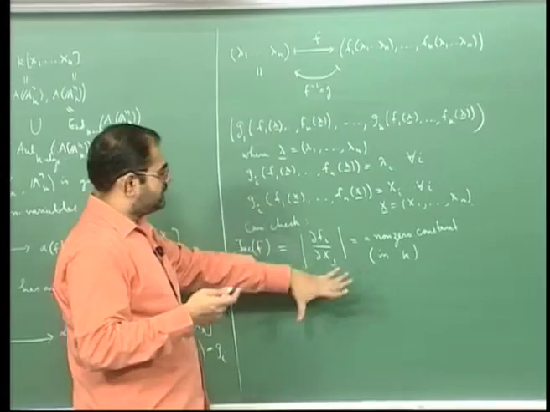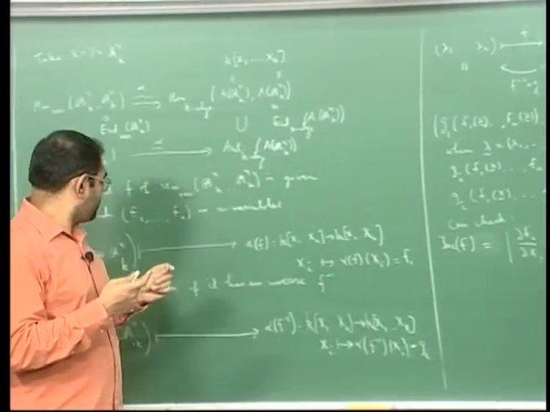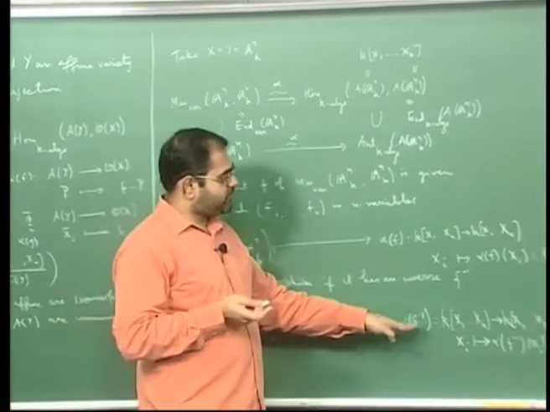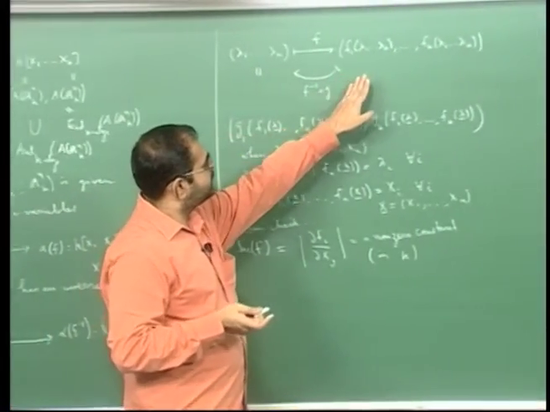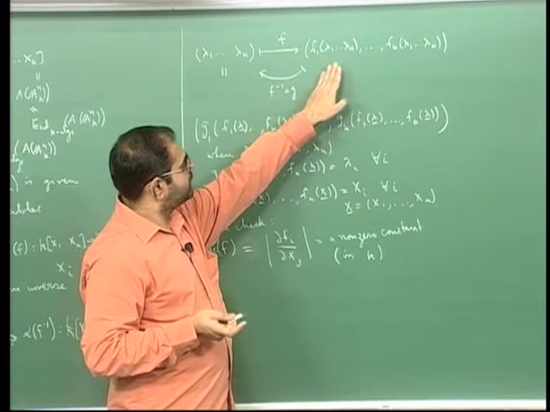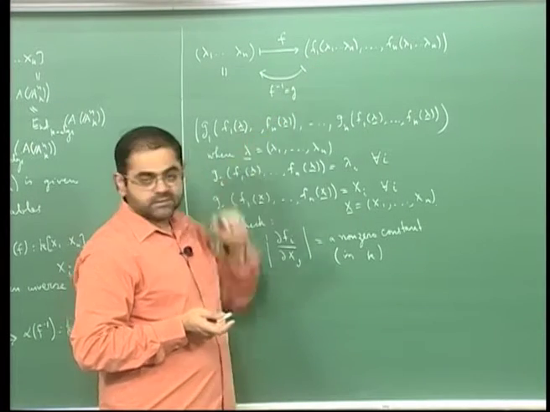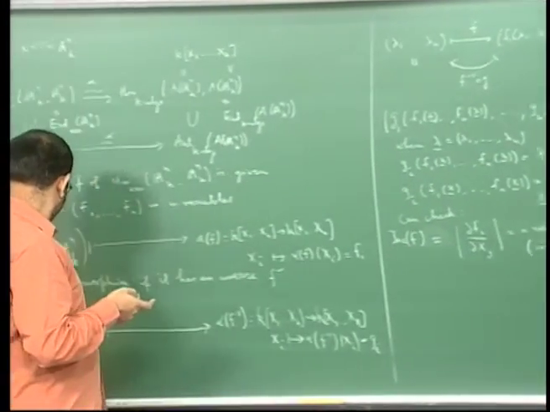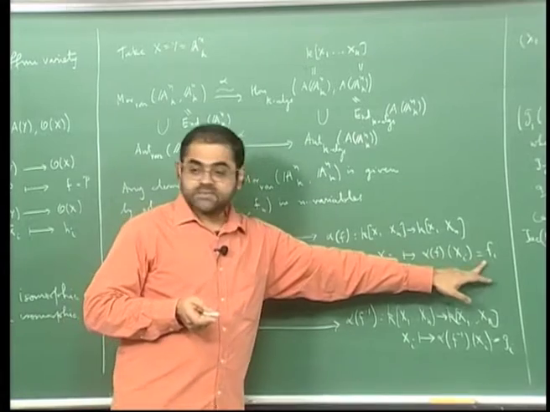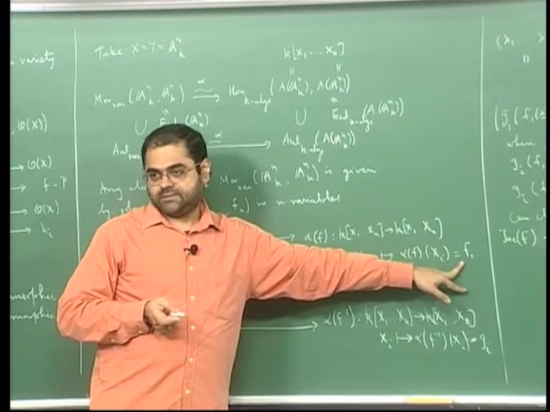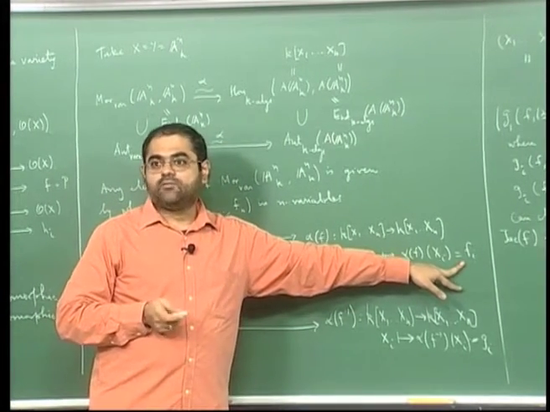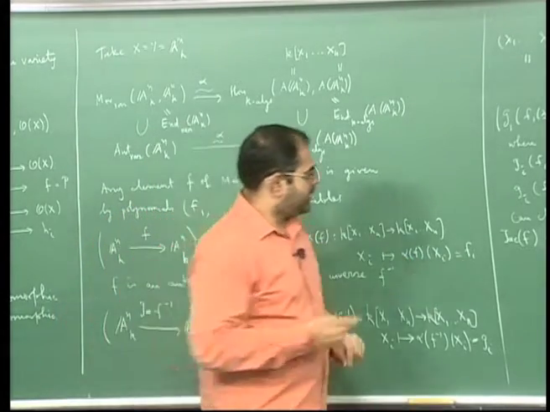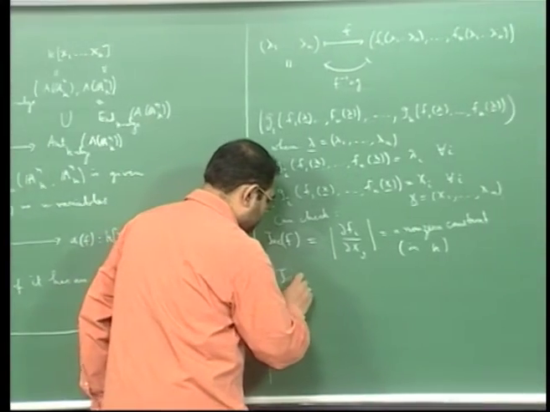So what this simple argument shows so far is that if I start with an automorphism f, I end up with n polynomial functions whose Jacobian is a non-zero constant. That the converse of this is true is the Jacobian conjecture.